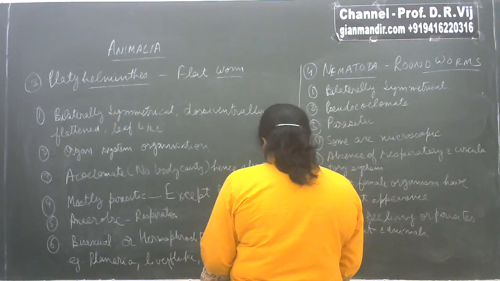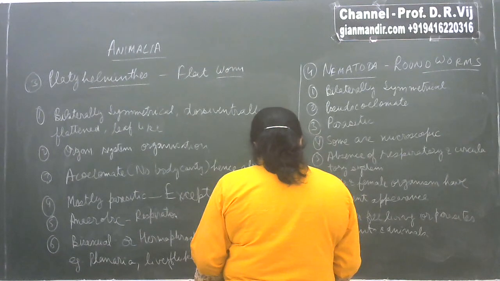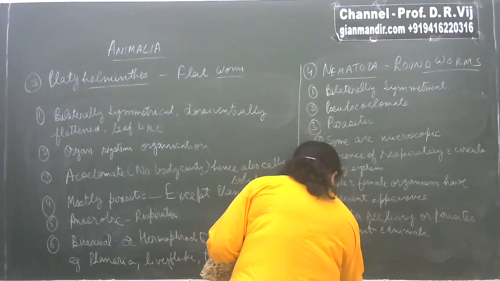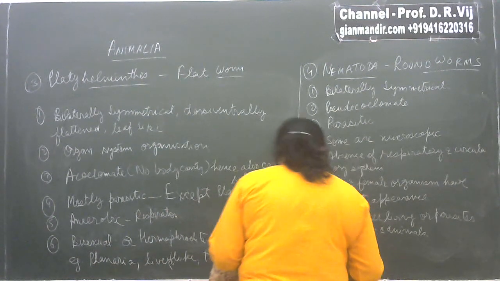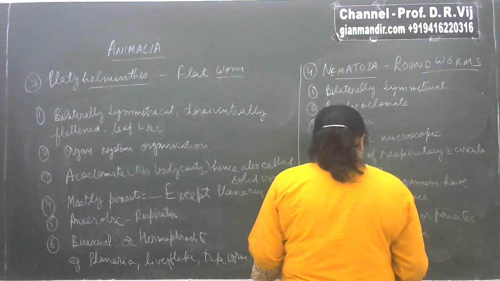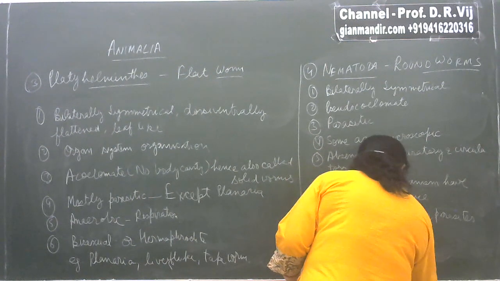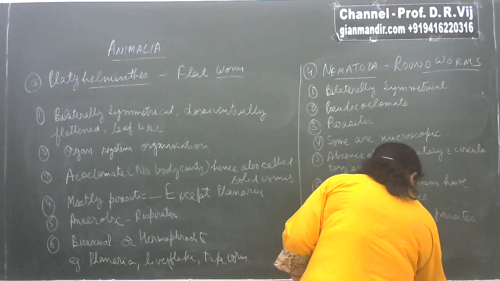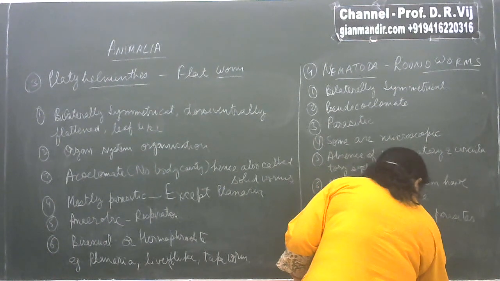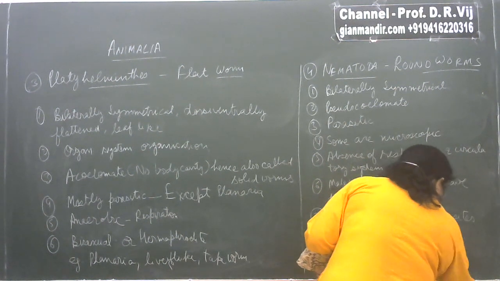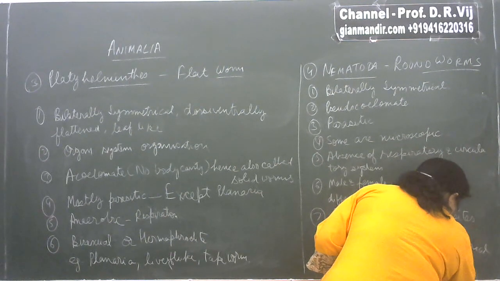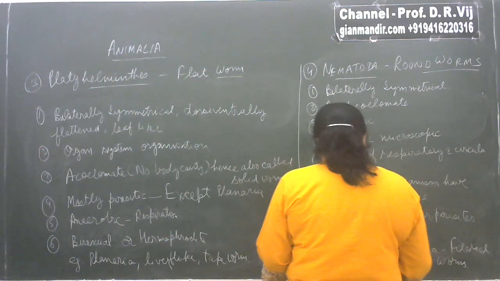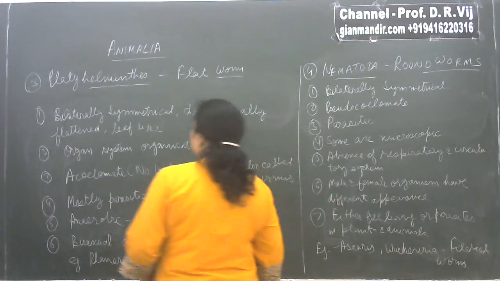If you look at the examples of roundworms, the most common one is Ascaris. And another one is Wuchereria, which is also known as filarial worms, causing filaria, which is also known as elephantiasis.